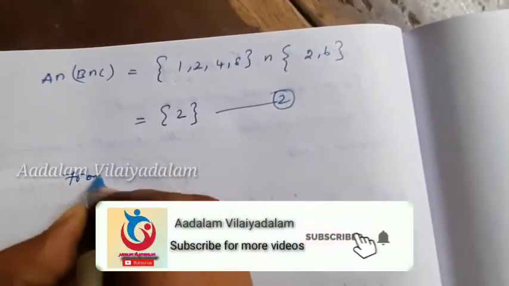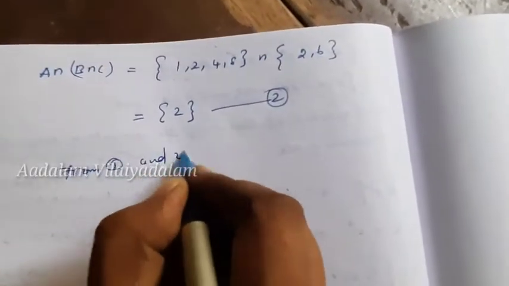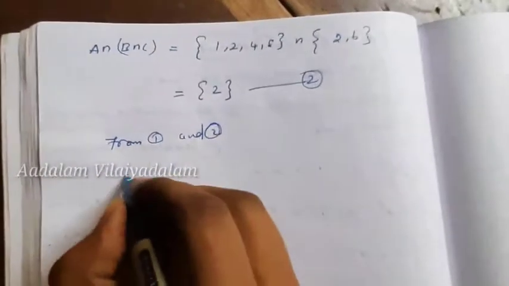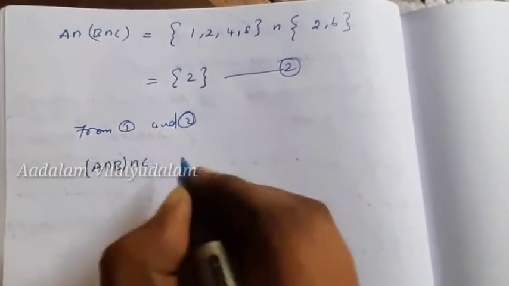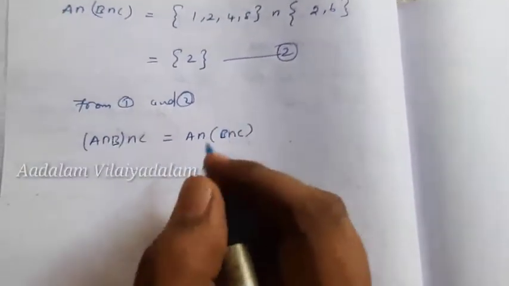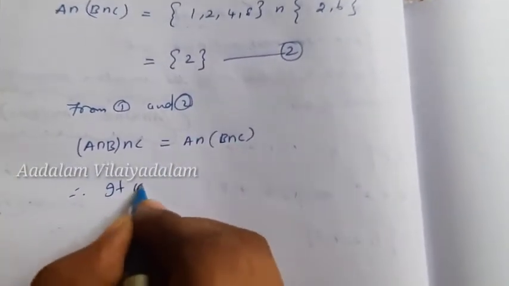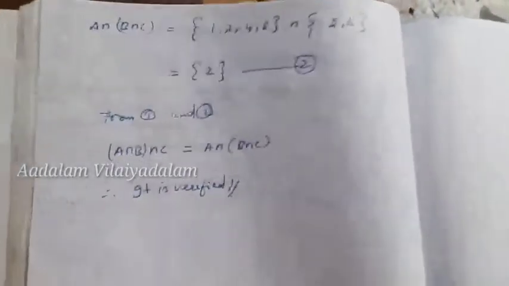So from 1 and 2 we can compare and write that (A intersection B) intersection C is equal to A intersection (B intersection C). So therefore it is verified. With this we can conclude it.